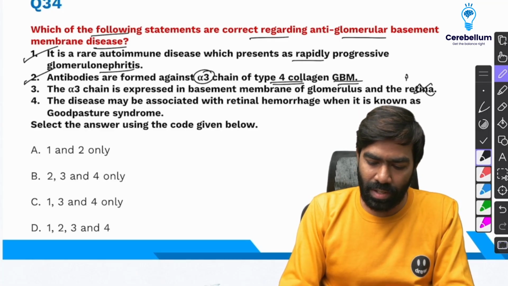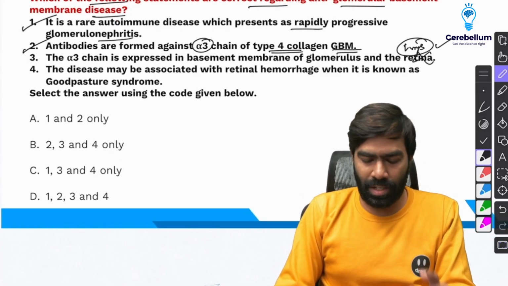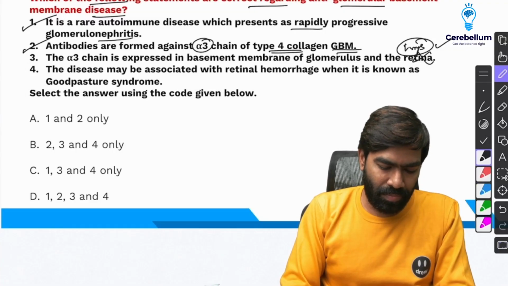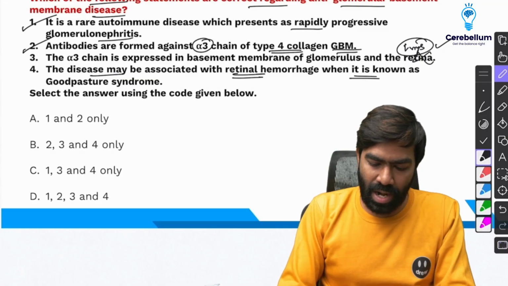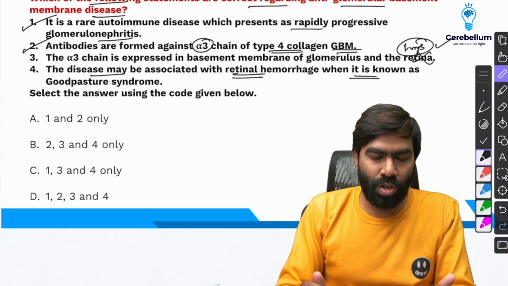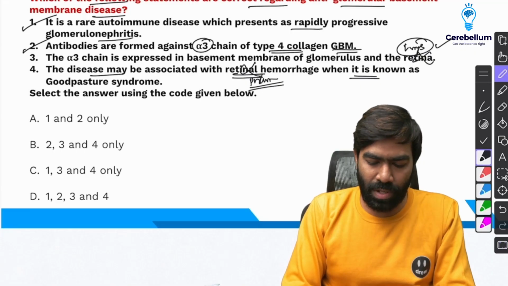It's actually expressed in the lungs. Pulmonary capillaries, that's where it's expressed. It's not expressed in the retina. The disease may be associated with retinal hemorrhage, and when it is associated with retinal hemorrhage, it is also called Goodpasture syndrome. This is also wrong. So it should have been pulmonary hemorrhage. Then it would have been correct.